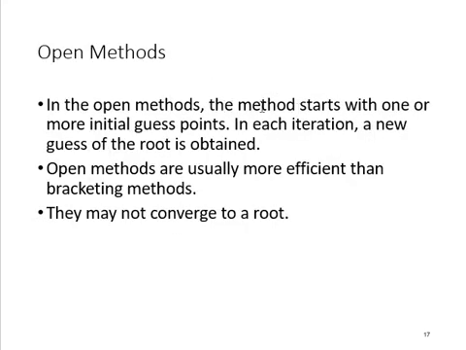In the open method, the method starts with one or more initial guess points. In each iteration, a new guess of the root is obtained. So the open method uses points, while the bracketing method uses intervals, and these open methods are more efficient as compared to bracketing methods. However, sometimes these methods may not converge.